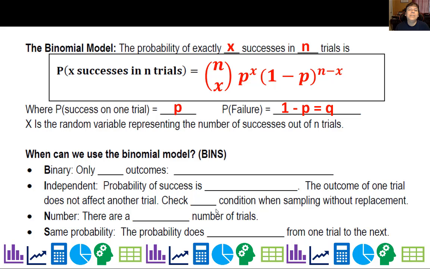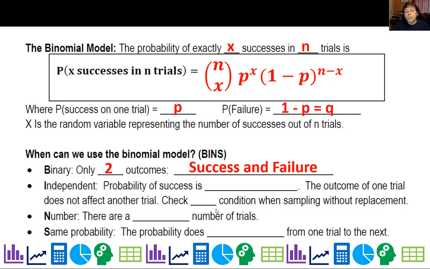But a lot of times it's the same thing as 1 minus p. So if anything, we have too many symbols sometimes, I think. So when can we use the binomial model? First of all, we need it to be binary, which means only 2 outcomes, either success or failure every time, right? It has to be independent.